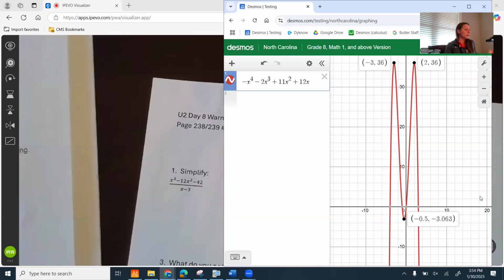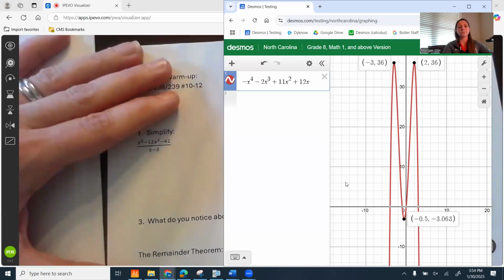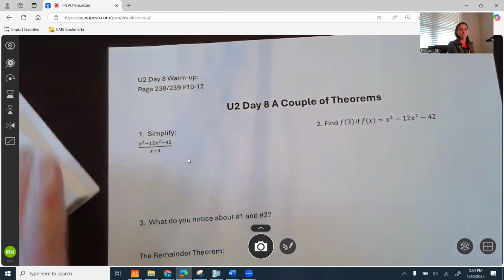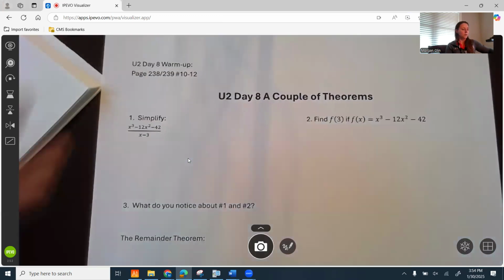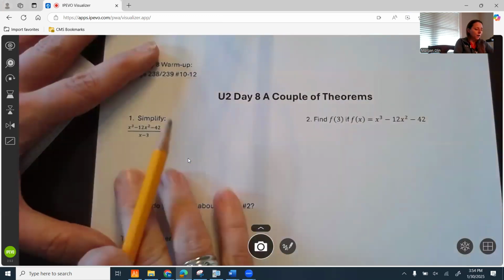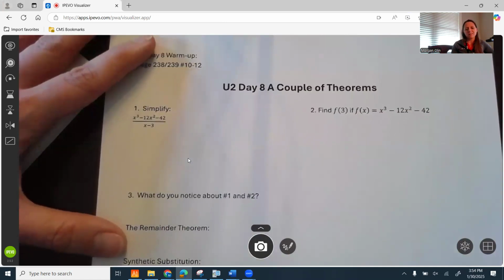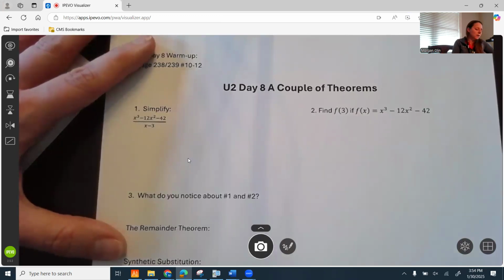Now the first thing we want to do is simplify something that looks like this right here. Simplify. Well, what does it look like we're going to do? It looks like we're going to divide. Can we use synthetic or do we have to use long? If you want to use synthetic, go right ahead. I'm going to do that.